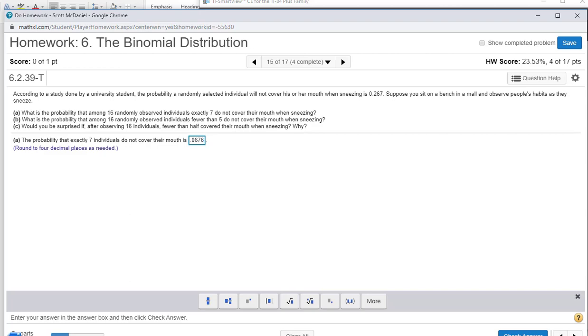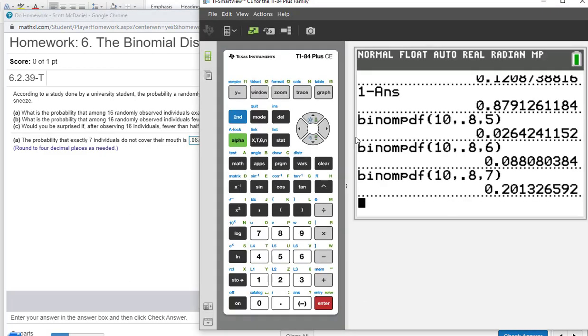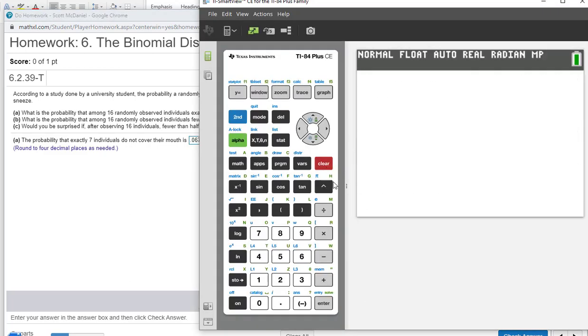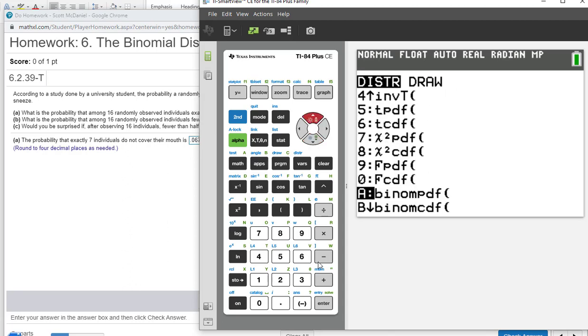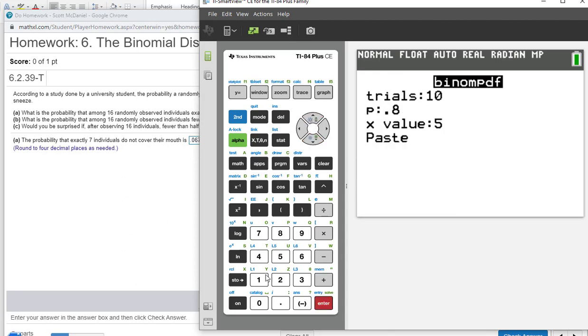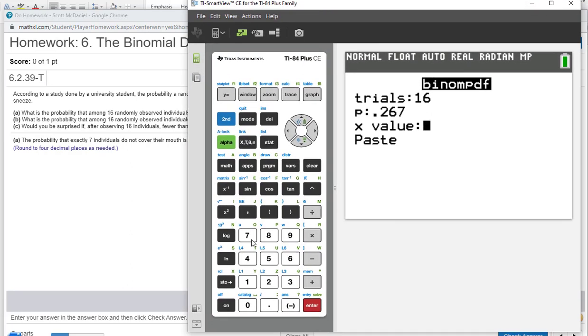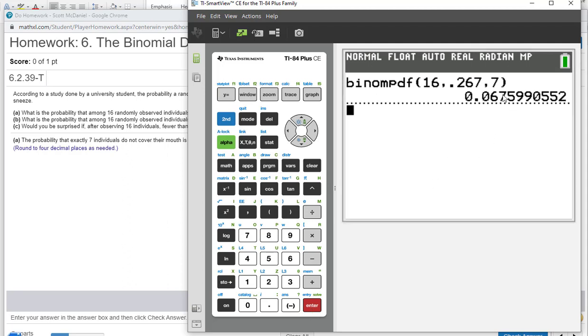Let's see how to do this on the TI. So we want an exact value, so I'm going to go to distribution and scroll down until I get to binom PDF. So we have 16 for the number of trials, 0.267 for the probability, and we want exactly 7. We get exactly the same thing, 0.0676.